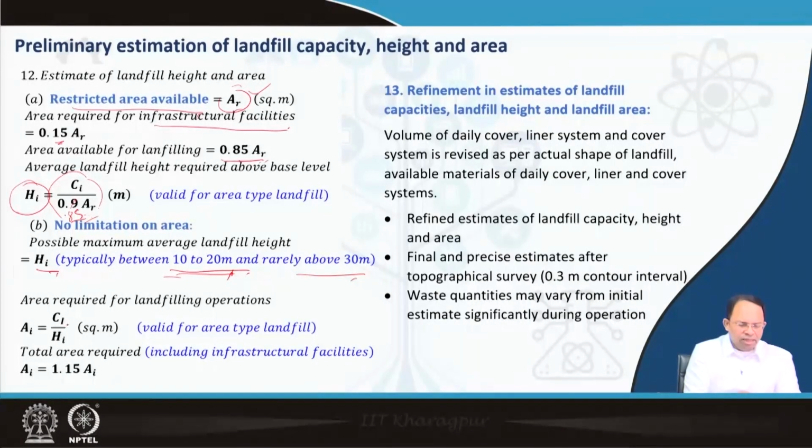So in that case, Ci divided by Hi, this is Ai, gives me the total area required for the landfill. Now this area is just for the storage of waste. So for the additional area required for infrastructure, we have to add another 15%, which becomes 1.15 Ai. So this is the total area that would be required for the landfill site.